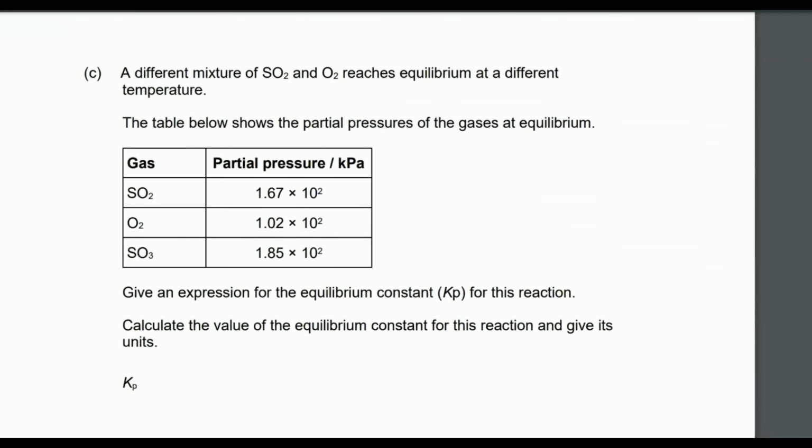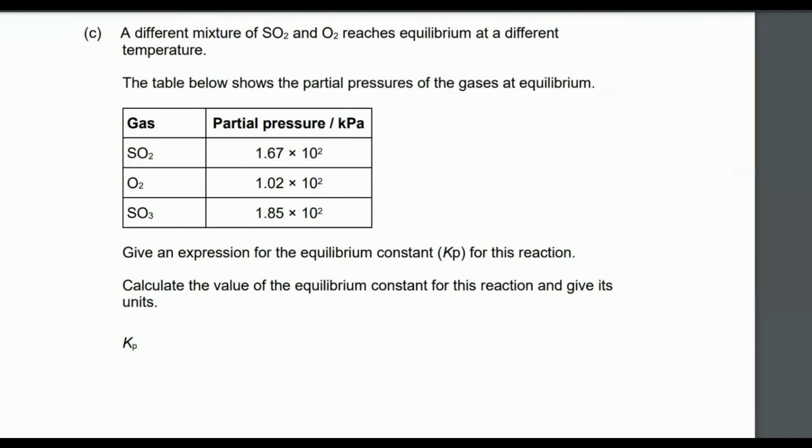A different mixture of sulfur dioxide and oxygen reaches equilibrium at a different temperature. The table below shows the partial pressures of the gases at equilibrium. SO2 is 1.67 times 10 to the 2, oxygen 1.02 times 10 to the 2, and sulfur trioxide 1.85 times 10 to the 2. Give an expression for the equilibrium constant Kp and calculate the value of the equilibrium constant for this reaction and give its units.